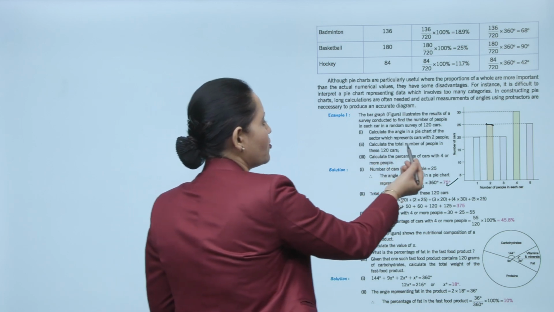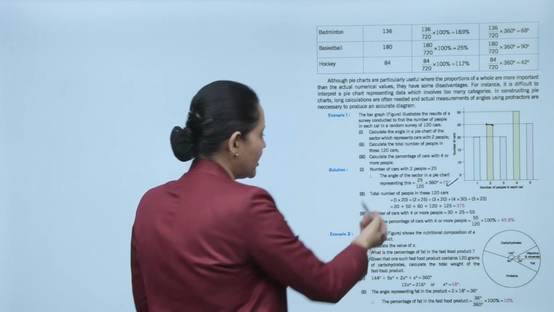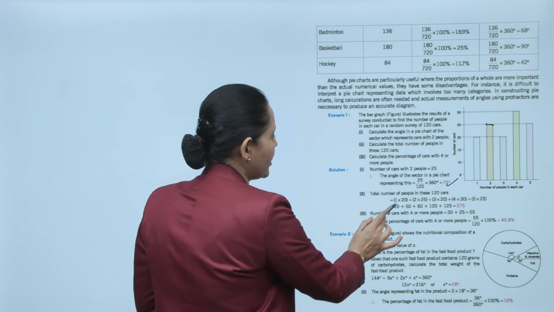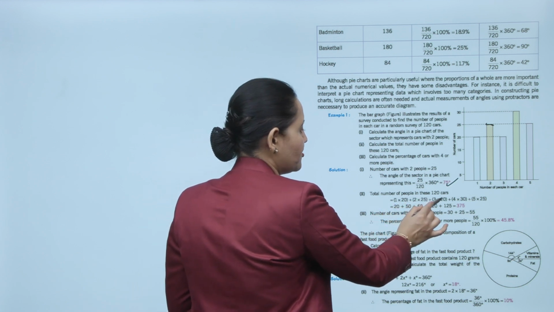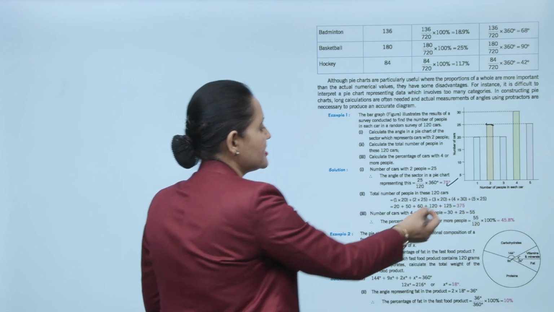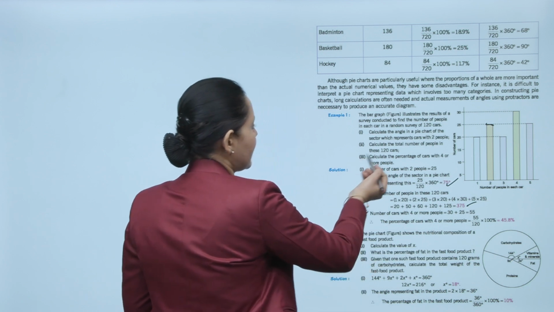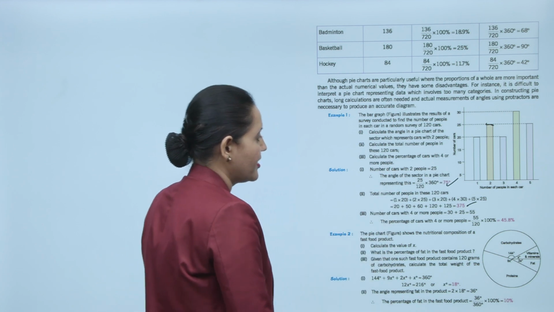Next is calculate the total number of people in these 120 cars. तो क्या हो जाएगा, total number of people in these 120 cars equals 1 into 20 plus 2 into 25 plus 3 into 20 plus 4 into 30 plus 5 into 25, that is 375. Clear? Third is calculate the percentage of cars with 4 or more people.